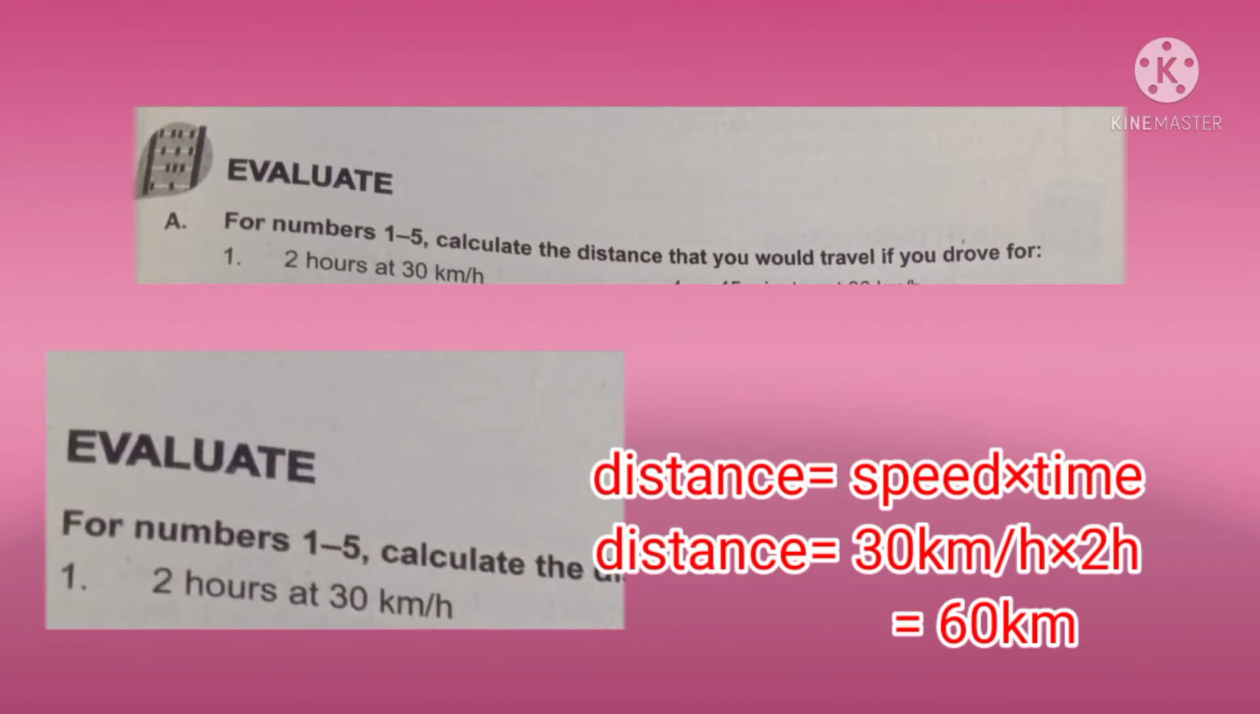Evaluate. We will find the distance. The formula is distance is equal to speed times time. In number 1, the speed here is 30 km per hour and the time is 2 hours. So 30 times 2 is equal to 60 kilometers. So the answer is 60.